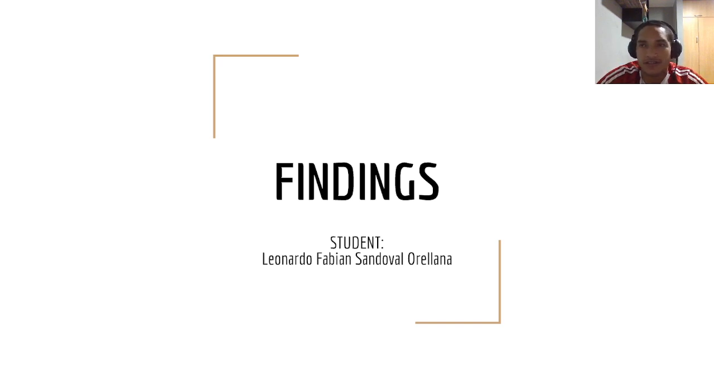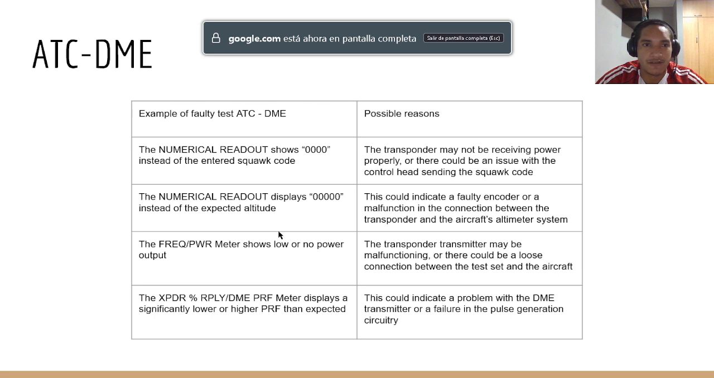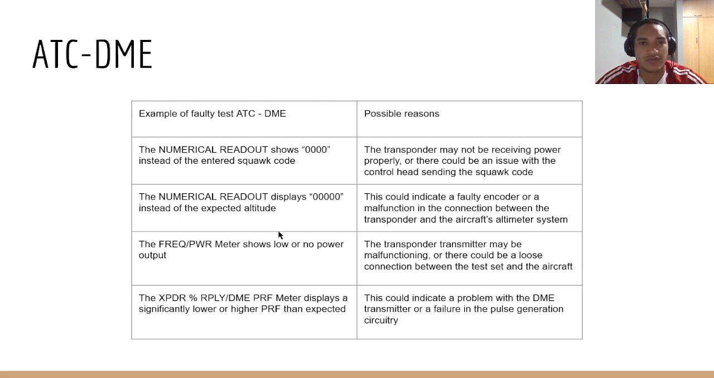So I'm going to start talking about the ATC. First of all, I just show examples of faults I would like to inspect, and then the probable and possible reasons that cause the fault that I may expect to see, and it could be for certain reasons.